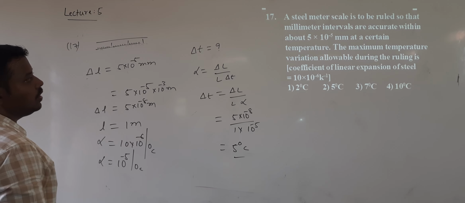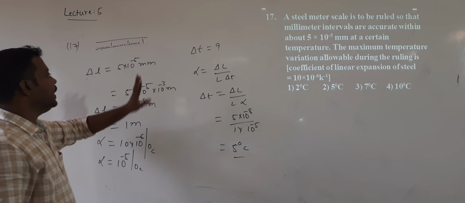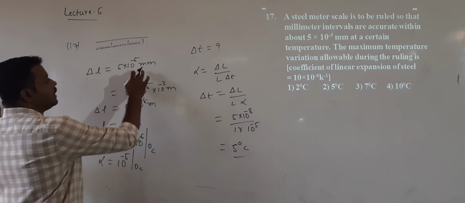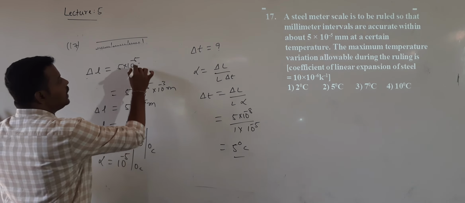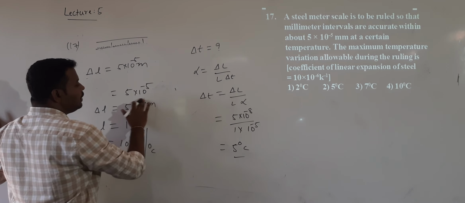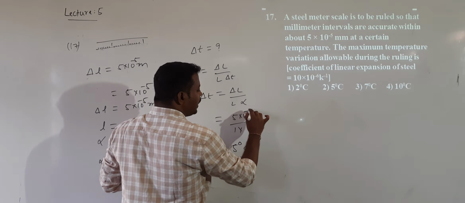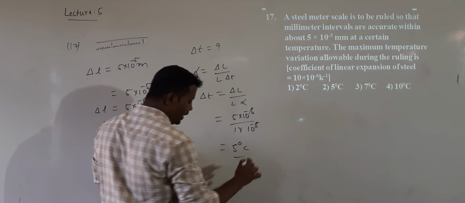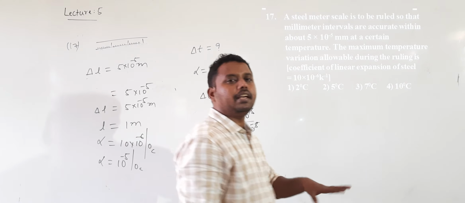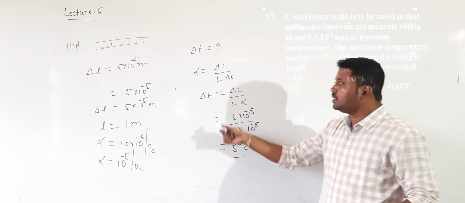Where did we get the reference value? Maybe it should be in meters. 5 into 10 power minus 5 meters. If it is 5 into 10 power minus 5 meters, then I will get it correct. It is not mm, it is meters. If it is meters, then I will get 5 into 10 power minus 5, cancel 5. That is the maximum temperature variation that can occur. Are you getting it? So, the maximum temperature variation.